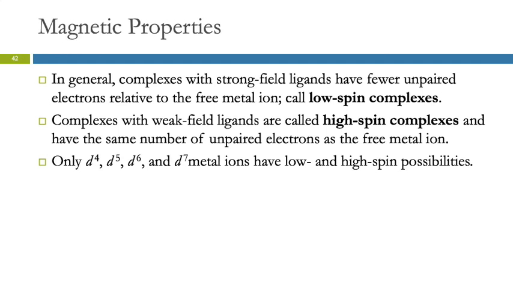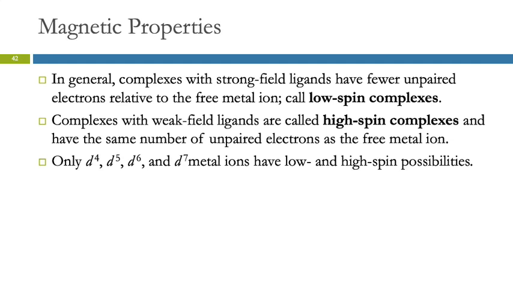So if we have strong field ligands in a complex, there will be fewer unpaired electrons. Those are called low spin complexes. If we have weak field ligands, there will be the same number of unpaired electrons as on the free metal ion, because they're going to go ahead and use all the d orbitals, just like the metal ion did without its ligands. Those are called high spin complexes.